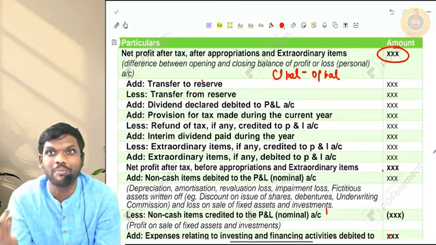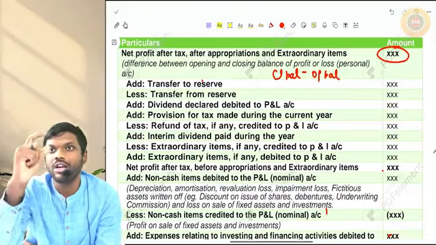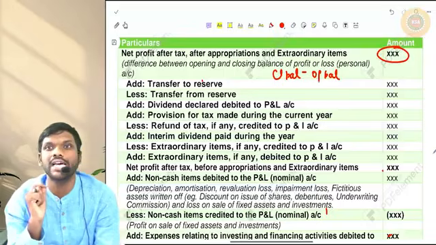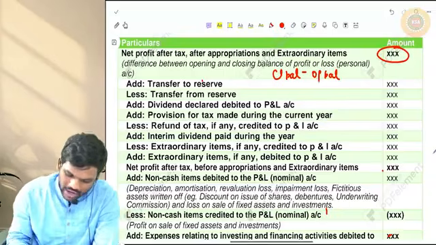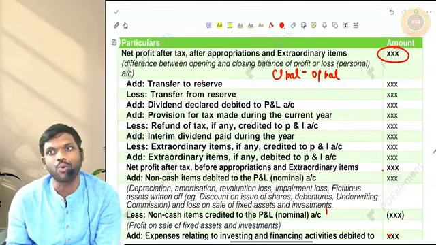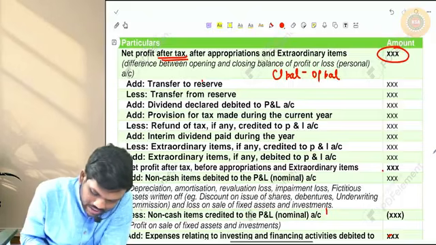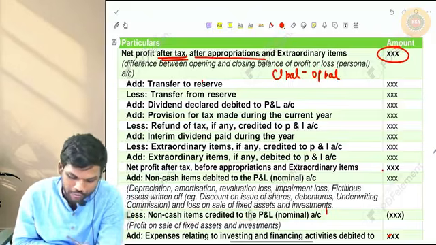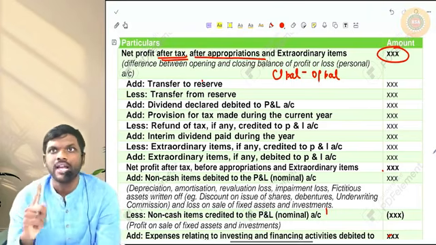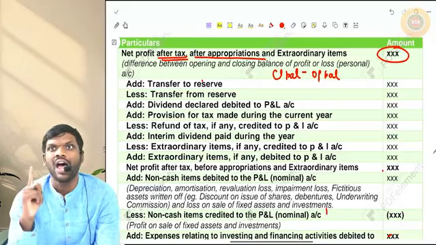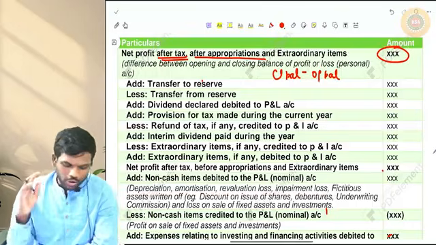Don't go and search in the normal P&L account. The normal P&L account that you prepare is the nominal P&L that gives you one year's profit. But whatever P&L is there in the balance sheet is a P&L personal account, which is accumulated undistributed profits. So take the closing balance of that P&L and subtract the opening balance. What you get will be net profit after tax and after appropriations. Have this point very, very strong in your mind. The difference between P&L personal account closing balance and opening balance is profit after tax and after appropriations. Now what you have to do?